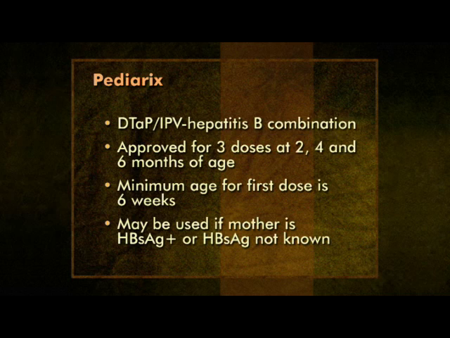The minimum age for the first dose of Pediarix is 6 weeks, so it cannot be used for the birth dose of the hepatitis B series. Pediarix may be used in infants born to women who are hepatitis B surface antigen positive or whose hepatitis B status is not known. Like Comvax, Pediarix is not approved by FDA for this use. But in 2003, ACIP approved the off-label use of Pediarix to complete the hepatitis B series for these infants. But remember that the minimum age for Pediarix is 6 weeks, so it must not be used for the birth or 1-month dose of the hepatitis B series.